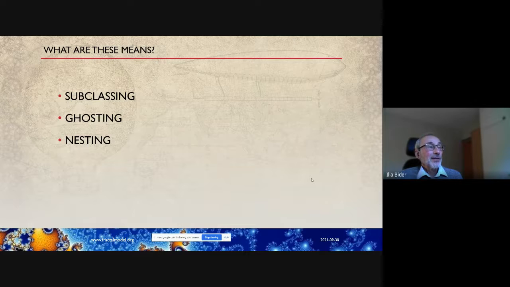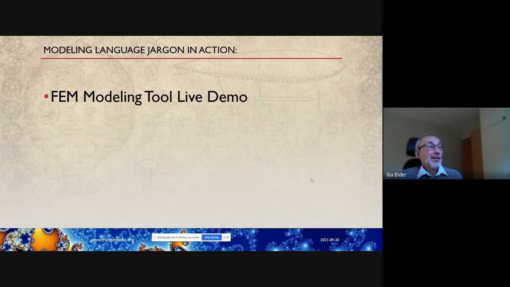Okay, and what are these means? Right now we have 3 means that can be considered general. It's subclassing, ghosting, and nesting. So what I will do now, I will leave the slides and come back with them in the end, and switch to demonstrating.